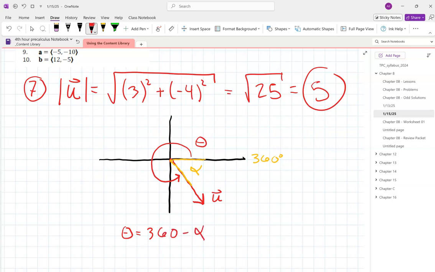So that should be 360 minus alpha. And we find alpha always the same way: tan inverse, absolute value, y over x.